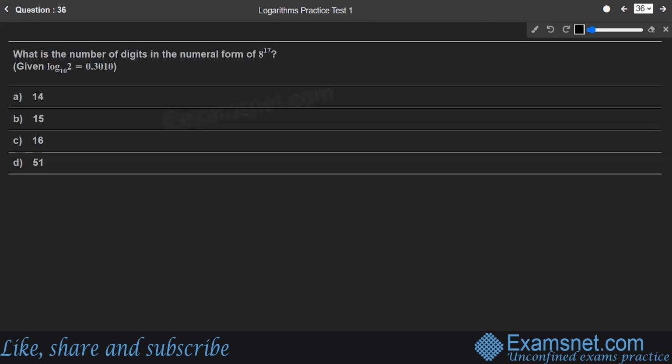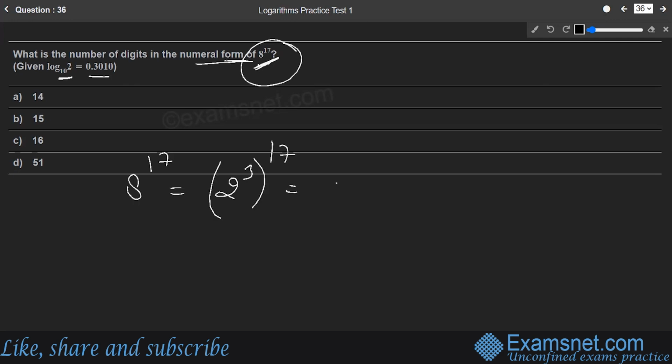Now, what is the number of digits in the numeral form of 8 to the power 17 when log base 10 of 2 value is 0.3010? So, to find out how many digits are there in 8 to the power 17 using log base 10 of 2, that is log 2 value, we are obviously supposed to manipulate 8 to the power 17 in the power of 2. How can we do that? That can be done easily. 8 to the power 17 can be written as 2 cube to the power 17, which is nothing but 2 to the power 17 times 3, which is 51. So ultimately 8 to the power 17 is nothing but 2 to the power 51. So we are supposed to find out the number of digits in 2 to the power 51.